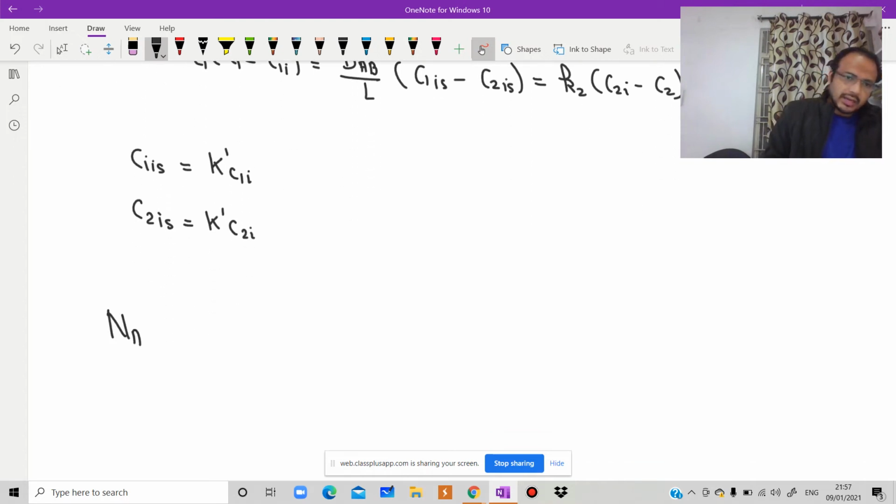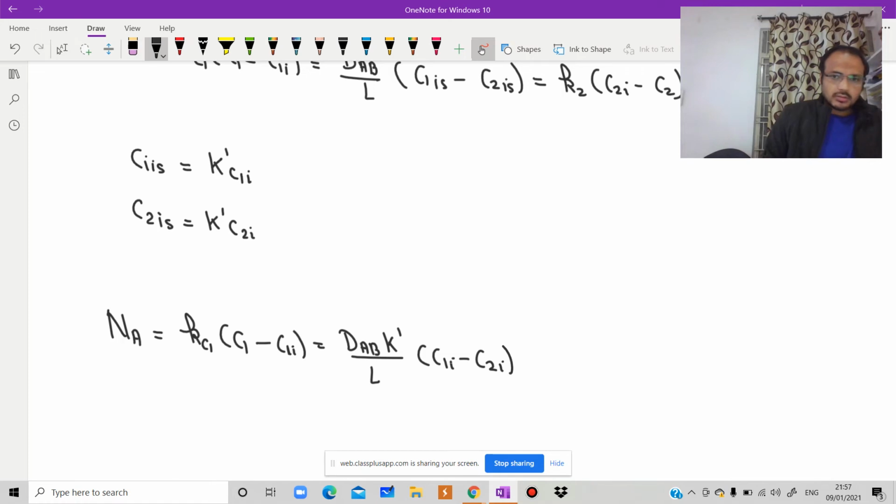So we will get NA is equal to Kc1 into (C1 minus C1I), which is equal to DAB K prime divided by L into (C1I minus C2I), which is PM into (C1I minus C2I), which is equal to Kc2 into (C2I minus C2).